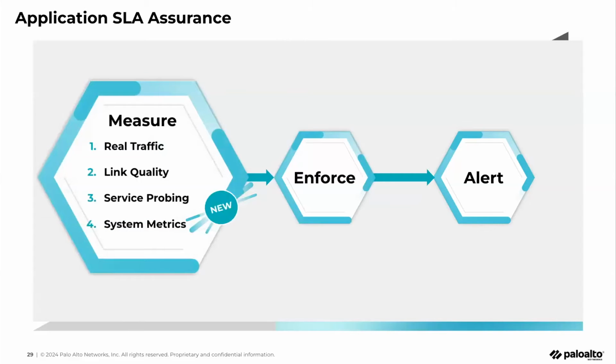So, when we released in 631, we have always had the ability at a per flow basis to monitor the real-time traffic, as well as leveraging our link quality metrics and make decisions based on that data. What's being added as part of the 641 release is the addition of service probing and system metrics into that measurement category. So we'll specifically talk about these two components, and then we'll get into additional information around enforcement here in a minute.